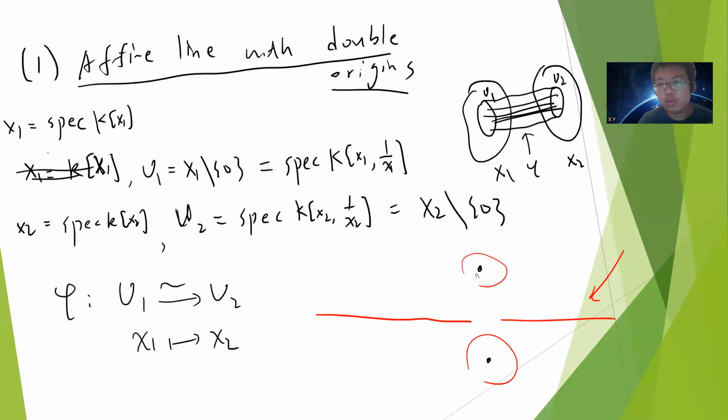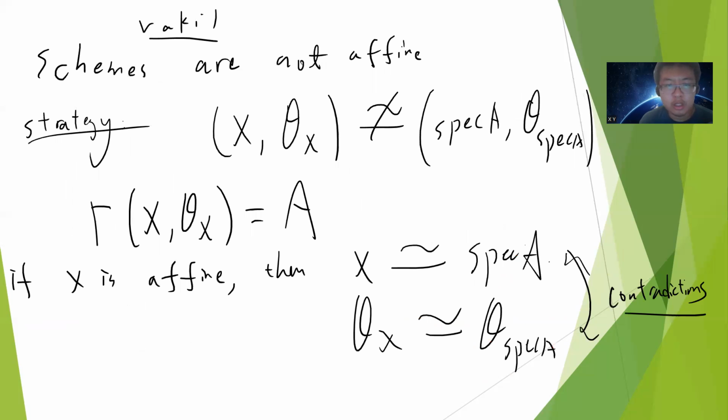In the next video, when we talk about the projective line or maybe the affine plane minus the origin, we are just doing the same thing. We will first calculate the global section, and then assume that it is affine, and show that there is a contradiction.